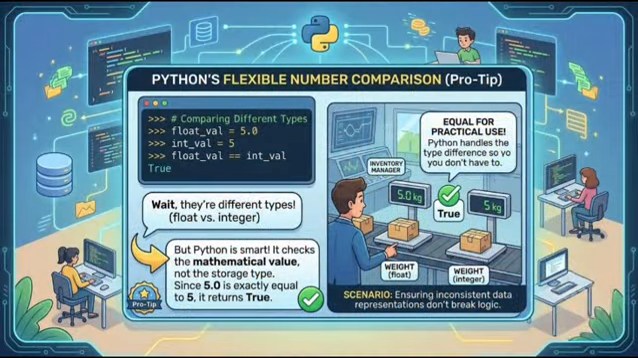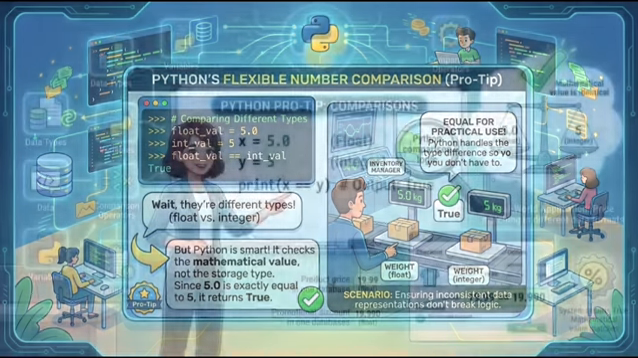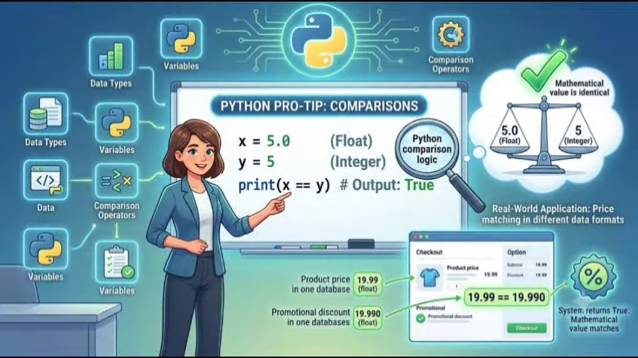Let's look at a pro tip. Python can compare different types of numbers. If you check 5.0 == 5, it returns True because the mathematical value is identical, even though one is a float and one is an integer.